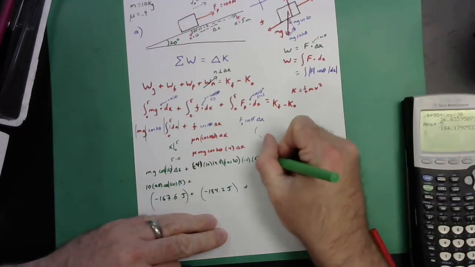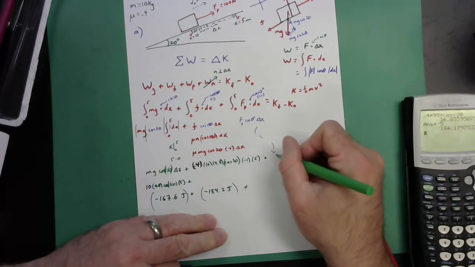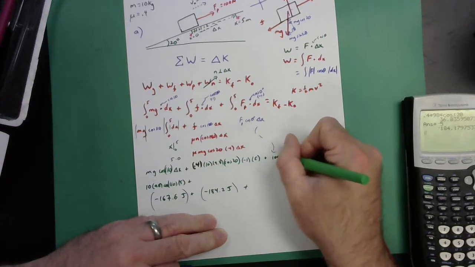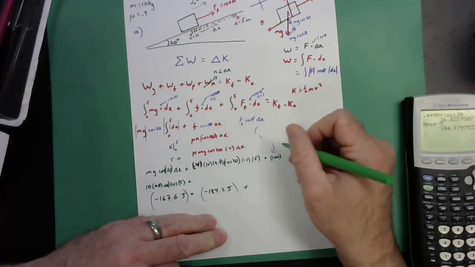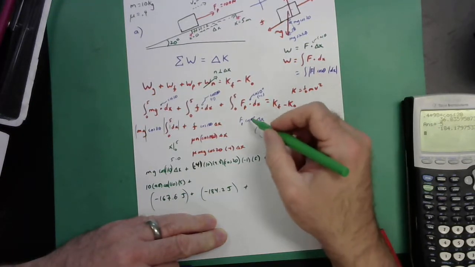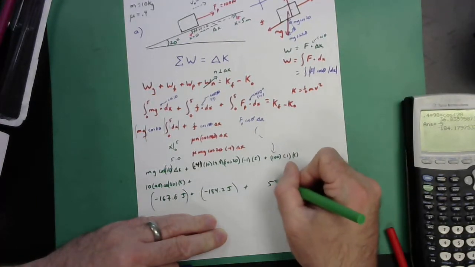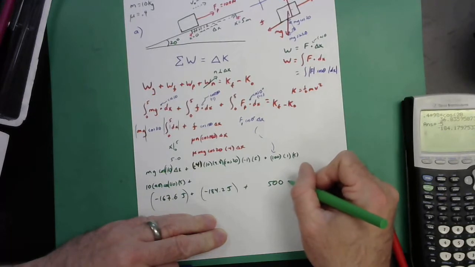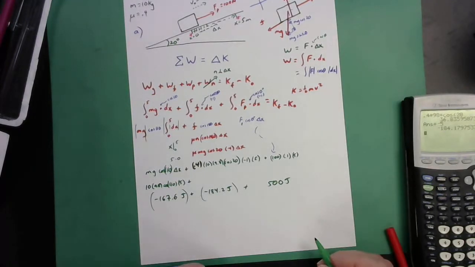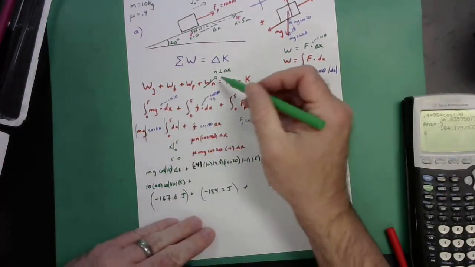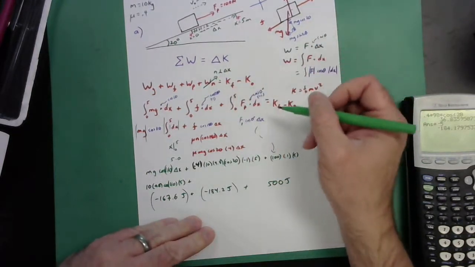You say, hey, what's my pulling force here? 100 newtons times cosine of 0, which is just +1. And then my delta x of 5 meters. You say, guys, that's really easy. That's just 500 joules of work done by that pulling force. Hey, this normal force did no work because it was perpendicular.